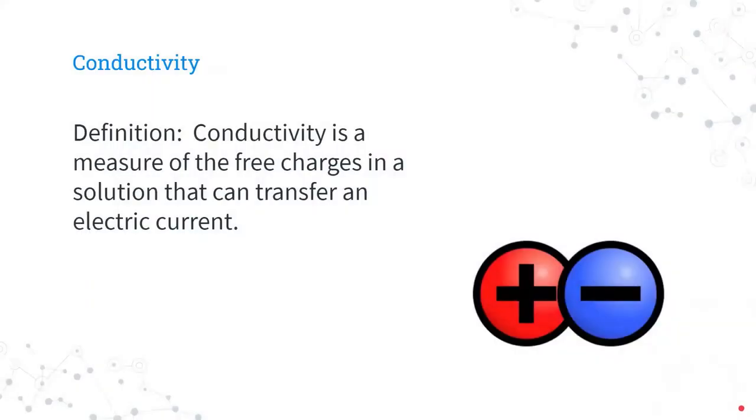So conductivity is a measure of the free charges in a solution that can transfer an electric current. Initially the definition seems a bit complicated, but basically what it's saying is conductivity is just a measure of the amount of charges, so that'd be our ions, and those charges can transfer or carry an electric current.